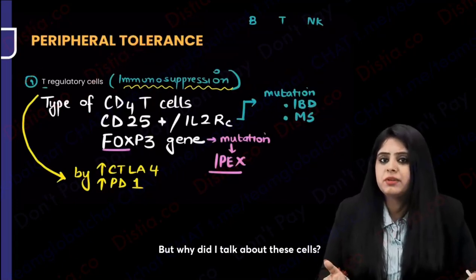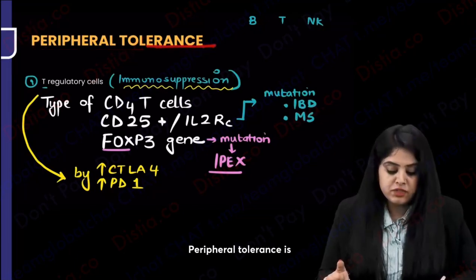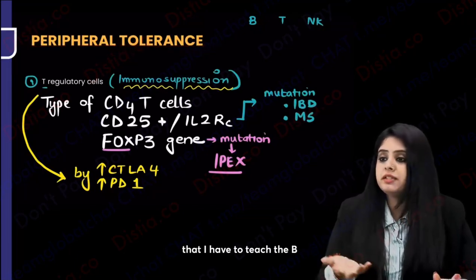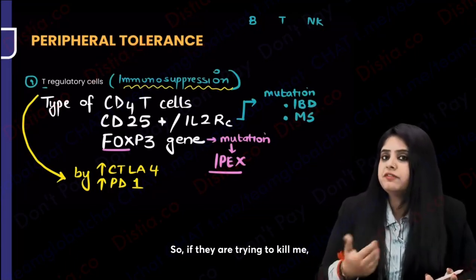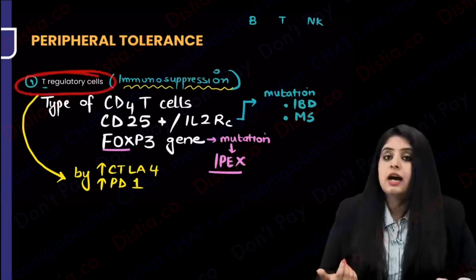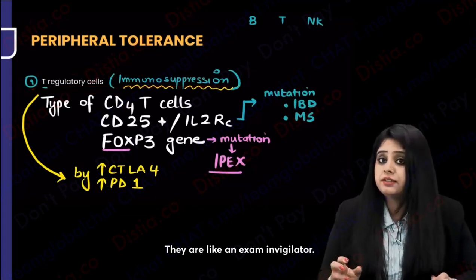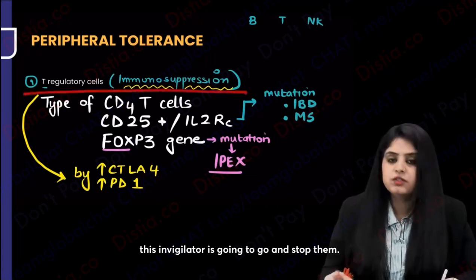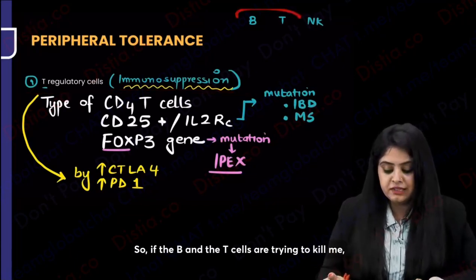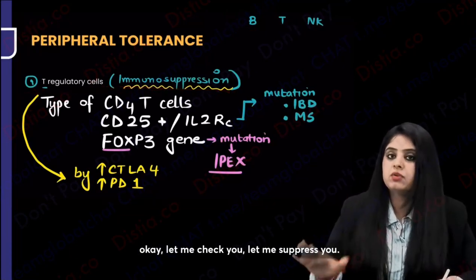But why did I talk about these cells? What was I studying? I was studying peripheral tolerance. Peripheral tolerance is that I have to teach the B and the T cells, please don't kill my own self. Don't kill me. So if they are trying to kill me, what will I do? I will activate these cells and these cells will suppress them. They are like an exam invigilator. Someone is trying to cheat, and this invigilator is going to go and stop them. So if the B and the T cells are trying to kill me, these T regulatory cells will say, okay, let me check you, let me suppress you.